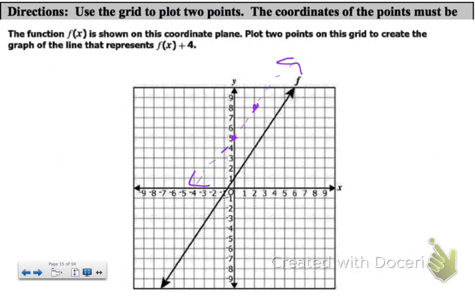Now, you're not going to draw that in, you're just going to plot the points. There's a couple other points on here that would work as well. Those are just 2 examples. But make sure that if you see something like this, plus 4 just means shift up 4, don't change the slope. And if you see something like minus 5 or minus a number, you're going to shift it down that many units.